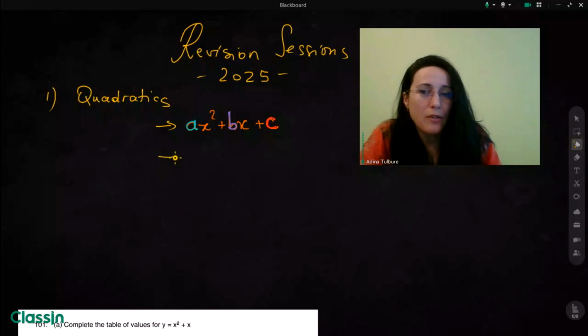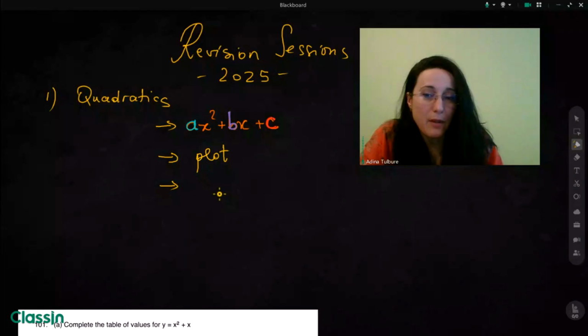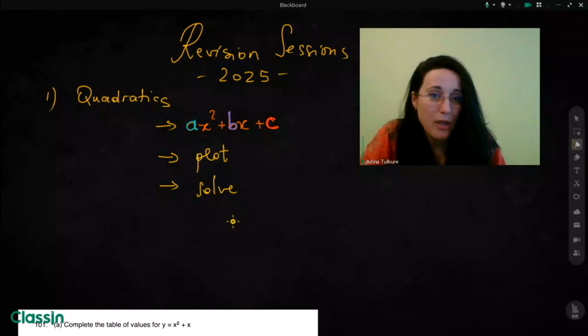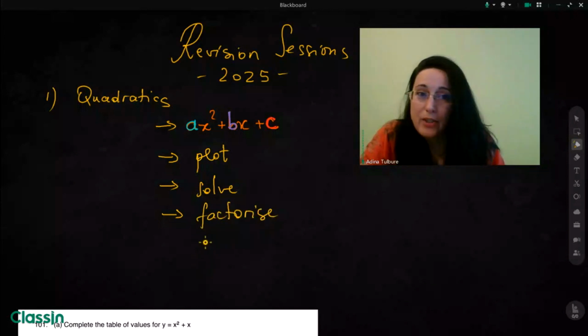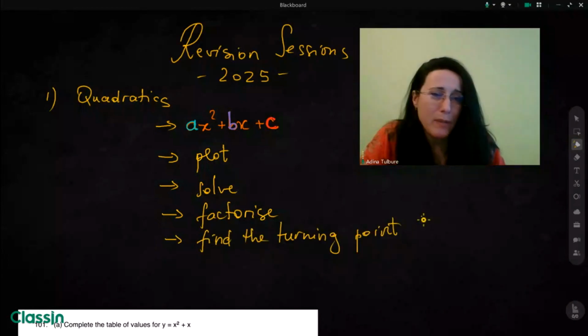You also need to be able to plot this quadratic on a coordinate grid. You need to be able to solve the quadratic. You also need to be able to factorize, and you need to be able to find the turning point. Sometimes they ask you to find the minimum or the maximum, but this is more for the higher paper. I'm not going to write it here though. So that's the turning point.